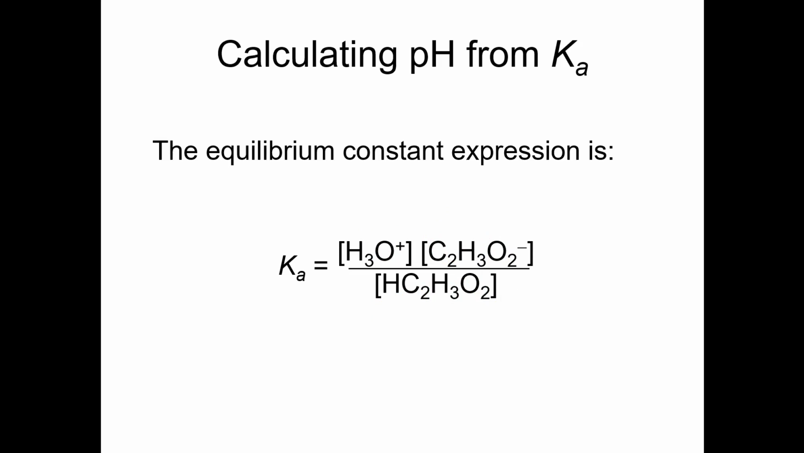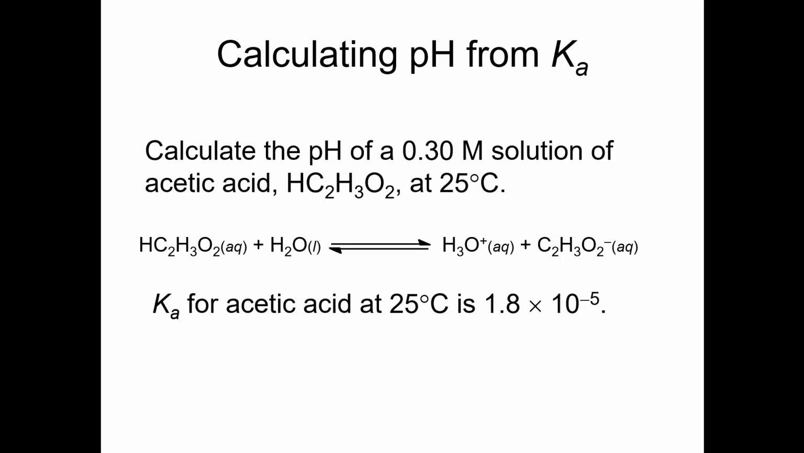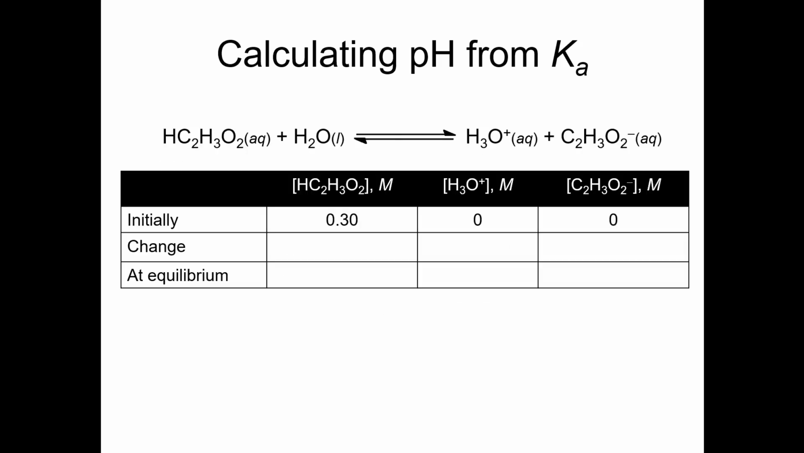We know the initial concentration of the acetic acid, it's 0.3 molar, and so we can populate an ICE table with that. Here's the equation. Remember, because the water is not a participant in the equilibrium constant expression, we also leave it out of the ICE table. So the initial concentration of acetic acid is 0.3 molar. The initial concentrations of hydronium and acetate are 0, but it's immediately going to ionize and equilibrate. Because Q is equal to 0 initially, the reaction is going to go forward.